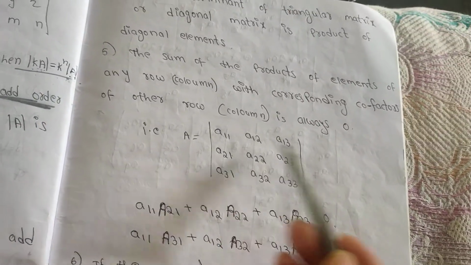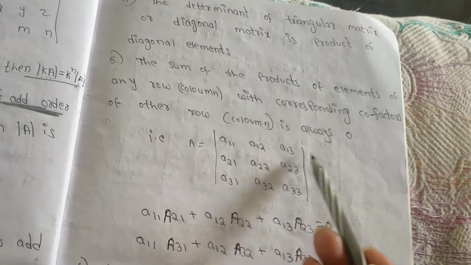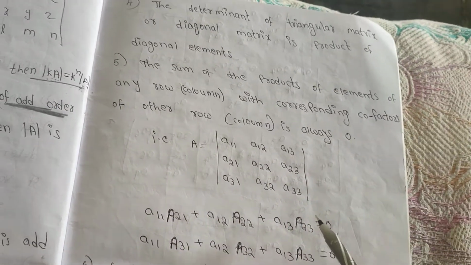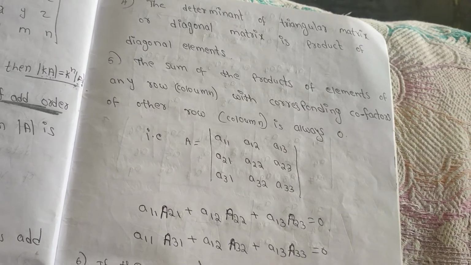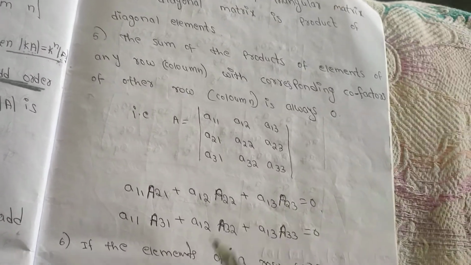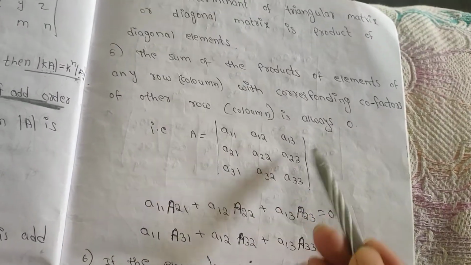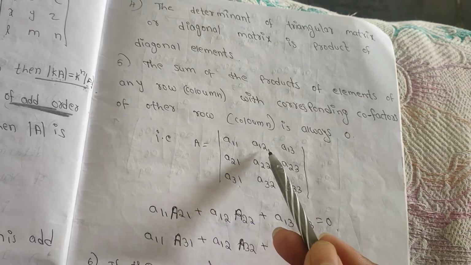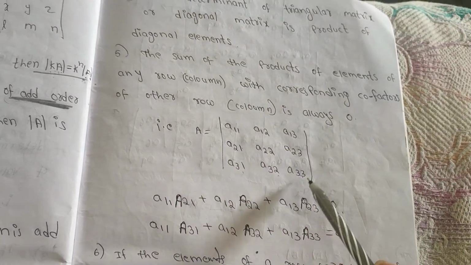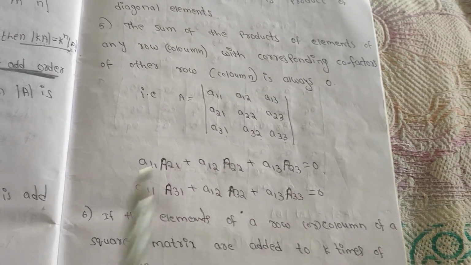Same, first column to any other column, that also gives 0 only. Actually, here the second one is first row to third row corresponding cofactors: a11 into capital A31, a12 into capital A32, a13 into capital A33. That one also gives 0 only.